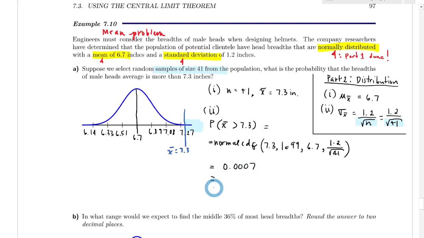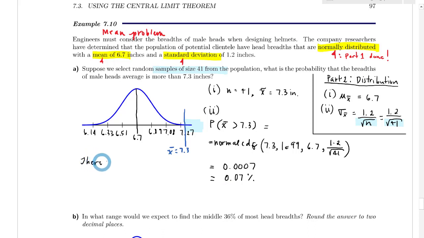Rounding this to the nearest percent, 0.07%. I'm not sure which answer they requested, but I always do both in case they ask for either one. So you notice that it's less than a 1% chance. So would this be unusual for me to take a random sample of size 41, and that average of that sample is more than 7.3 inches? Yeah, it would be unusual.